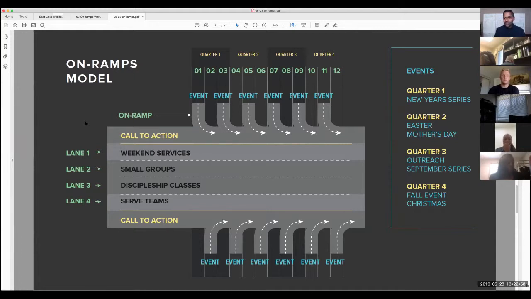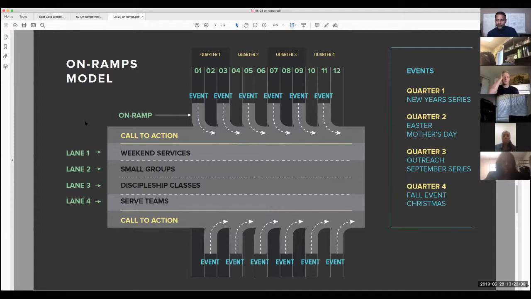That could be a harvest party if you've done something along those lines. It could be some sort of other event where you serve the community. Easter is a great one. Christmas is a great one that churches can naturally use to create on-ramps, to invite people from the community to come into the church. Once they get there, we need to have a call to action. That's the ramp part of it. Whenever you go onto the on-ramp of a highway, there's a decent amount of lane that allows you to get up to speed. So we need to give people that on-ramp with a call to action to get them into the life of the church, which is a lane.